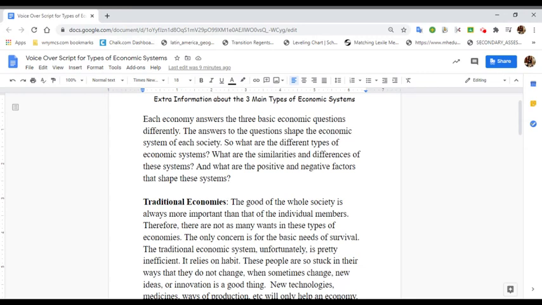What are the similarities and differences of these systems? And what are the positive and negative factors that shape these systems?